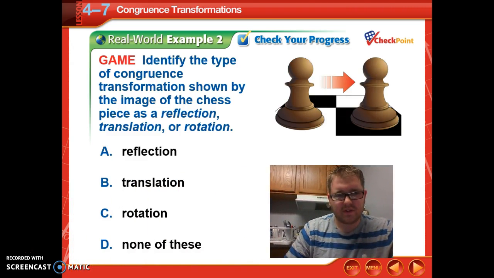Identify the type of congruence transformation shown by this piece. Is it being reflected, translated, rotated, or none of the above? You should have said translated because it's simply being slid to the right.